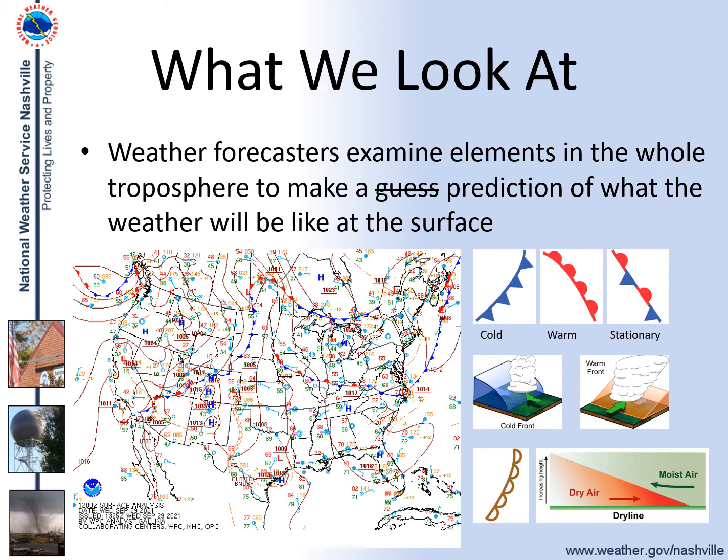The weather models that we use show different weather elements like temperature, air pressure, dew point, and winds at different levels of the troposphere. We look at what is happening and then make a guess, although we prefer the term prediction, and what will happen at the surface that impacts you.